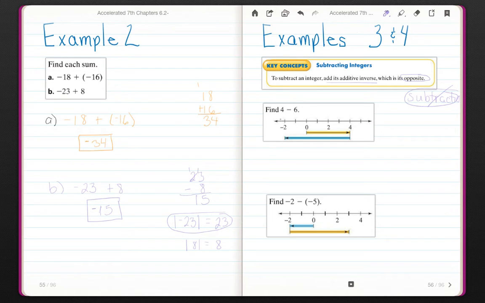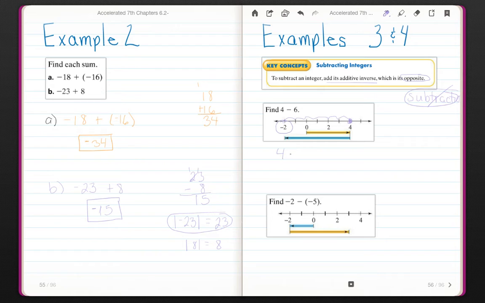So here's the number line, 4 minus 6. First I start at 4. I'm going to subtract 6, which means I'm going to move this way. 1, 2, 3, 4, 5, 6, and I end up here at -2. Without a number line though, what does that look like?